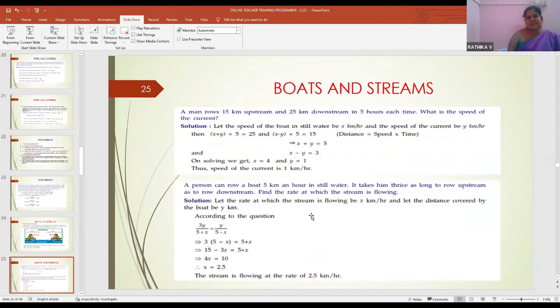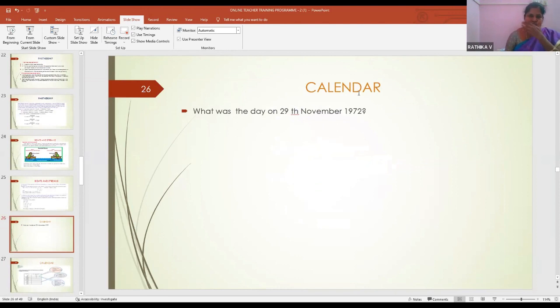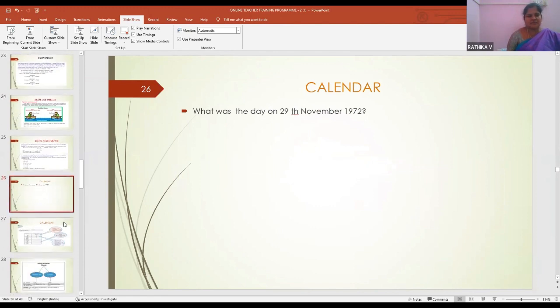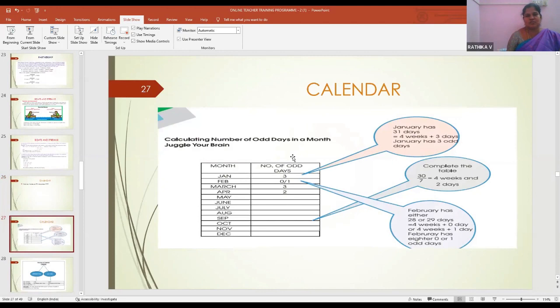So here there are many higher order questions. This is the calendar question. What was the day on 29th November 1972? This only I asked, can you guess it? What is the day? It is not possible. So this calculation only I'm going to teach, mainly this topic.